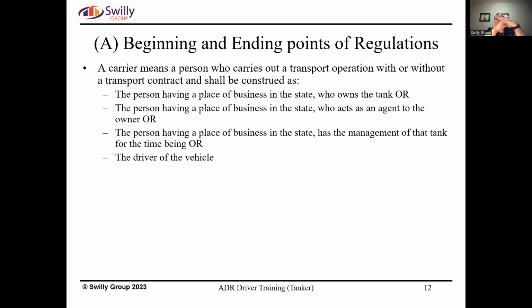Then if they feel the next person is responsible, say the tank wasn't tested, they will ask who's responsible for managing the tank. That could be the carrier, or a third party company. They work basically back up, and ultimately it's whoever owns the tank, the legal owner. That's the last person they would go to.